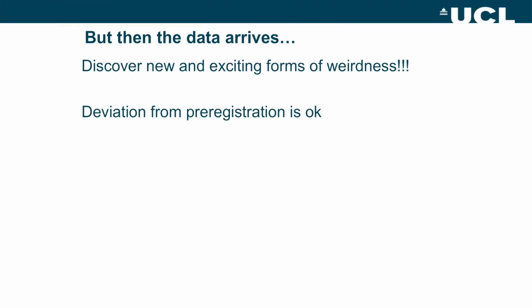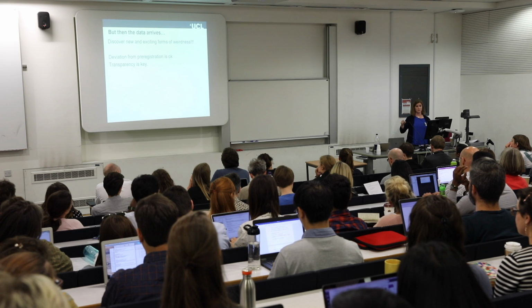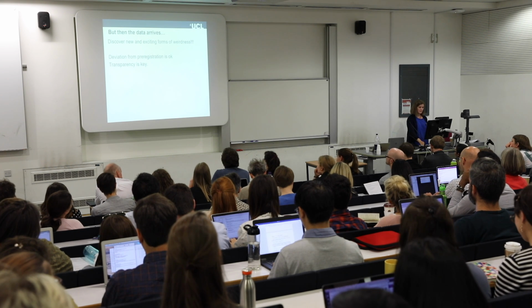The key point is that you've pre-registered, to the best of your ability, you've said what you're going to do in advance, but it's okay to deviate from that pre-registration. But transparency is key. If you're going to do something different, you report it in your paper. I followed my pre-registration, except that this person who said they were drunk, I decided to take them out.